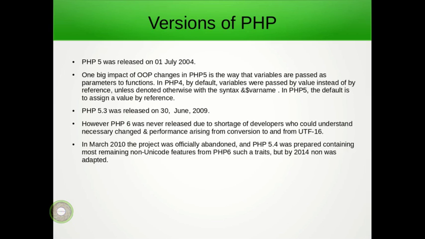In March 2010, the project was officially abandoned, and PHP 5.4 was prepared to contain the remaining non-Unicode features from PHP 6, such as traits. We're going to discuss what a trait is, and we're going to see why we need a trait in Vexar, but that's in advanced videos. You need to understand object-oriented programming and MVC to understand traits. Okay, by 2014, none was adopted.